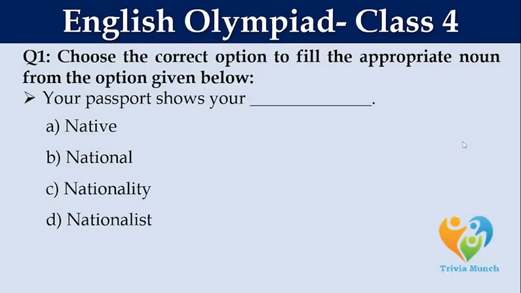Choose the correct option to fill the appropriate noun from the options given below. Your passport shows your dash. Option A, native. Option B, national. Option C, nationality. Option D, nationalist.